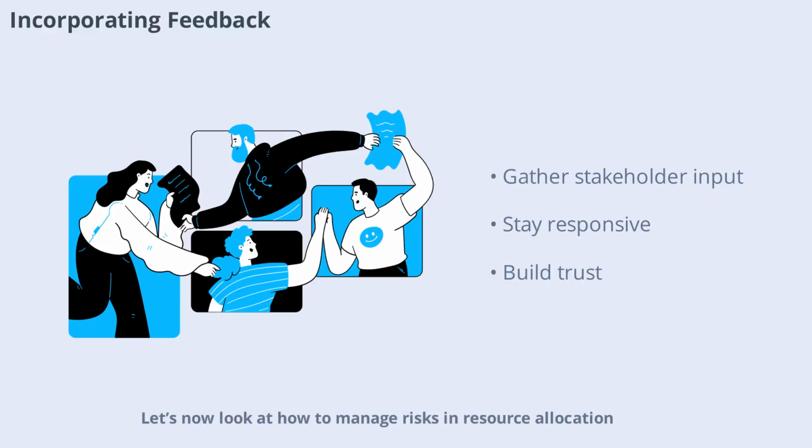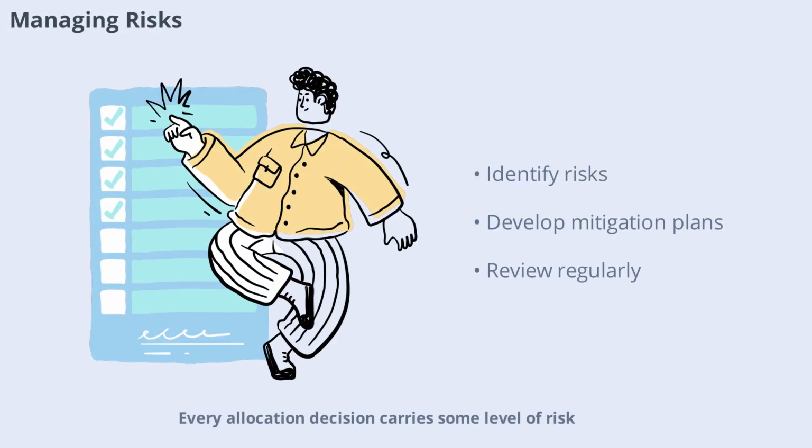Let's now look at how to manage risks in resource allocation. Every allocation decision carries some level of risk. Identifying potential risks early and developing mitigation strategies is key to protecting your resources. This might involve diversifying investments, setting contingency plans, or regularly reviewing risk factors. By proactively managing risks, organizations can avoid costly mistakes and stay on track toward their goals.